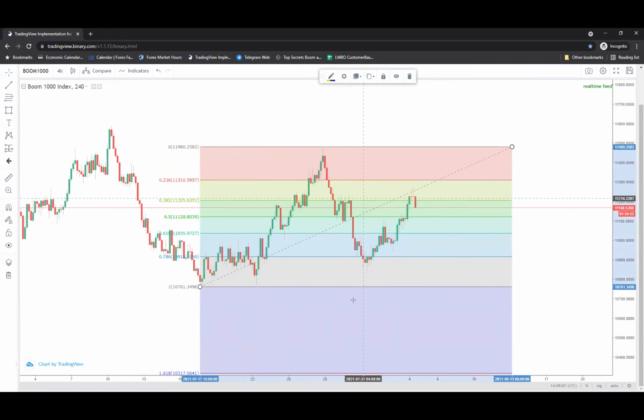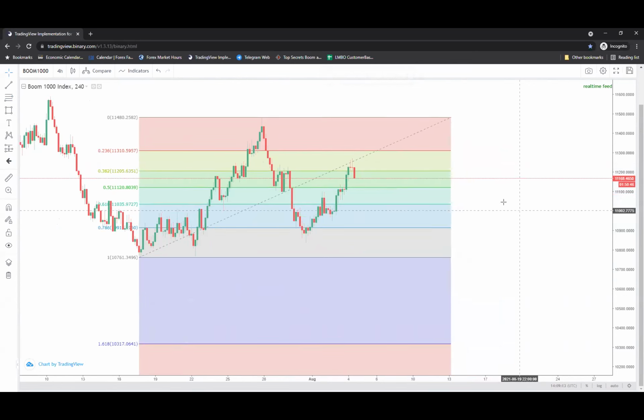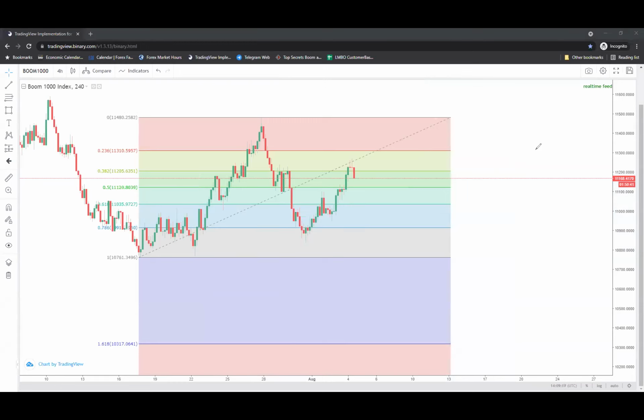Now look at the zones. On the boom and crash, you will trust only two levels, only two levels if you want to try Fibonacci, which is your 61.8 level and 78.6 level. Okay, that's your golden zone. Other than that, you will not find any major reversals. The market will definitely give you a bigger sign, a bigger picture, at one of these levels only.